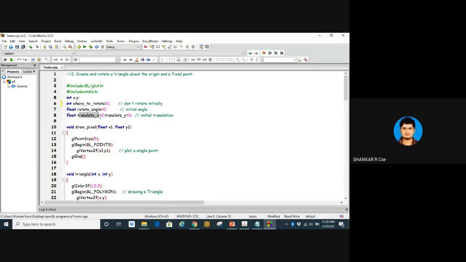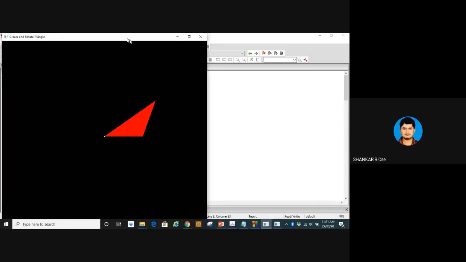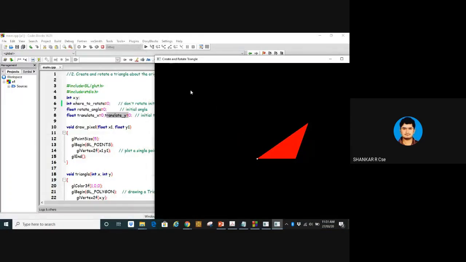Translation factor of x initially 0. Translation factor of y initially 0. What do you mean by translation factor? Right. Now let me say 100, 100. So please look here. From 0, 0, how exactly do I go to this 100, 100?